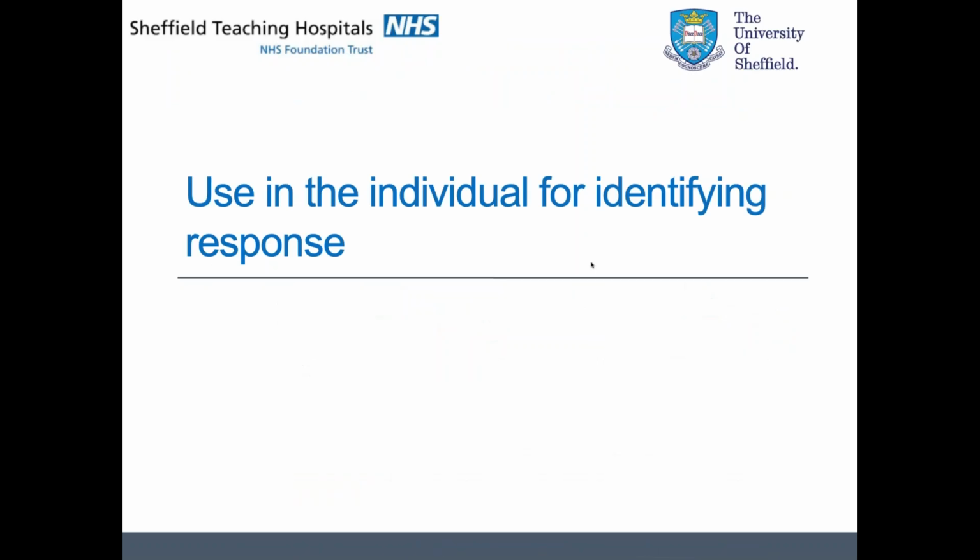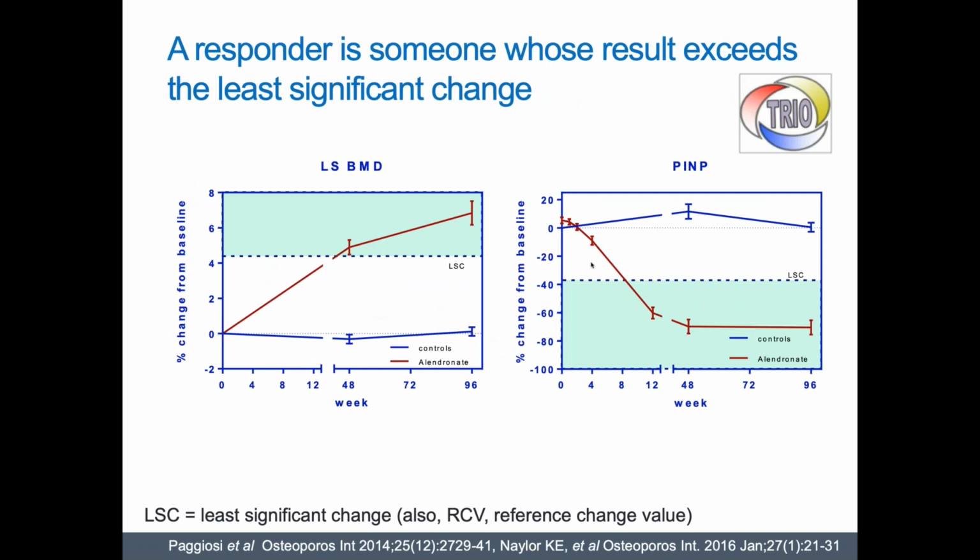So I've talked to you about groups of women, and now we need to talk about individual women and how we can use bone turnover markers. So the critical thing is to describe the statistical approach to looking at individual people. And the key thing we use is least significant change, LSC. If you come from a clinical chemistry background, you might have come across the term reference change value, which is the same thing. But we usually use least significant change in the world of bone metabolism. And this has been used for a long time in relation to bone density.